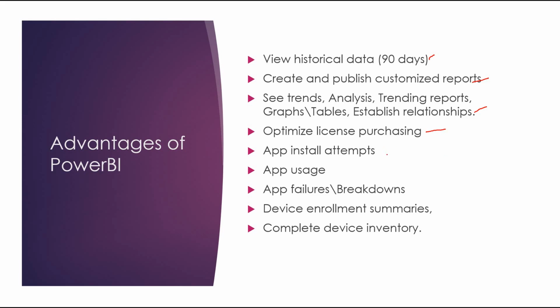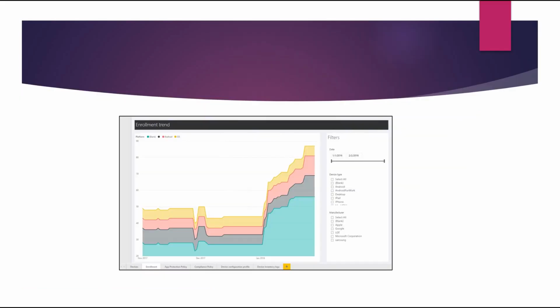We can see the app installation attempts, we can see the app usage, app failures, breakdowns, device enrollment summaries, device enrollment inventory. So anything and everything related to, I won't say everything, but a lot of things that we could not do from the portal itself, once integrated. So the power of Power BI is what we are utilizing right now, right? We are using Power BI, and it is enabling us to get the report the way we want it.